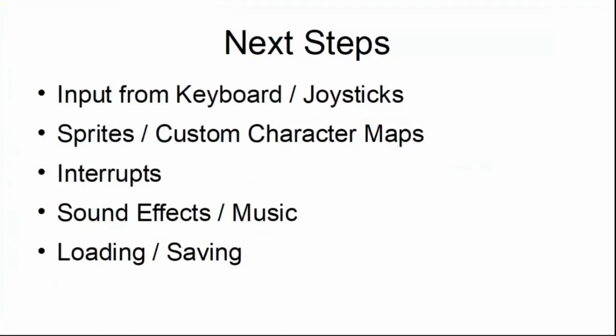You want to learn about interrupts, which allows you to execute code functions simultaneously from each other. Sound effects and music, the Commodore 64, again, arguably the best sound chip in the industry, and there's a ton of examples and libraries of how to play sound effects. And loading and saving data from a floppy disk is very useful when you're trying to save data on sort of a game or load additional assets that are too large to fit in memory.